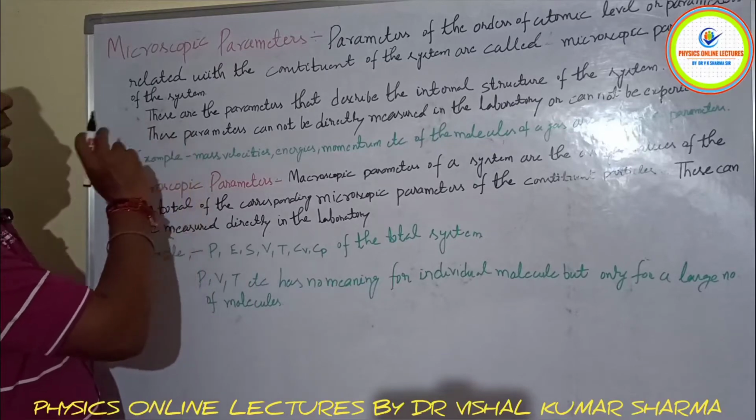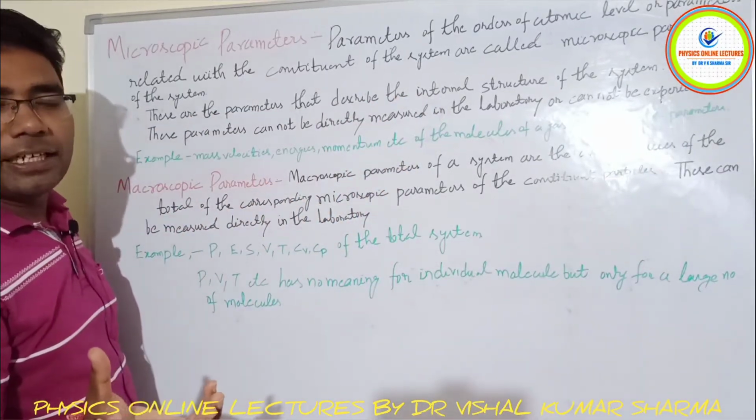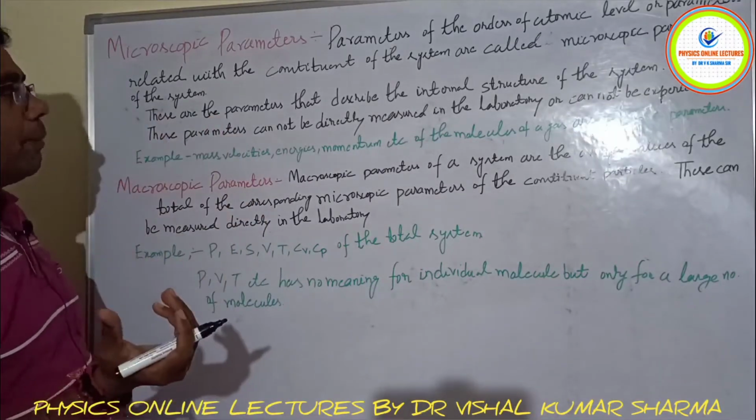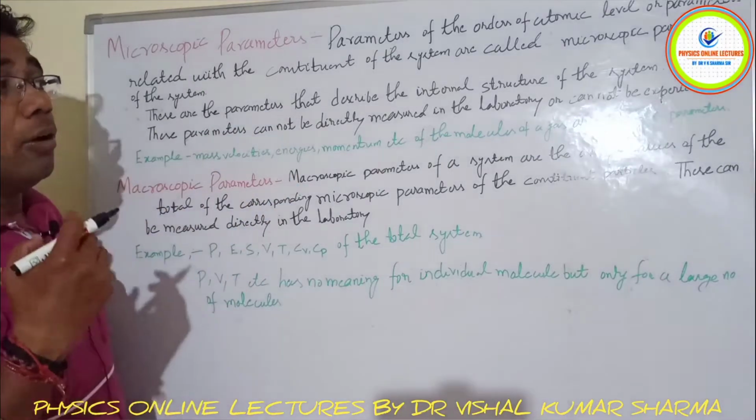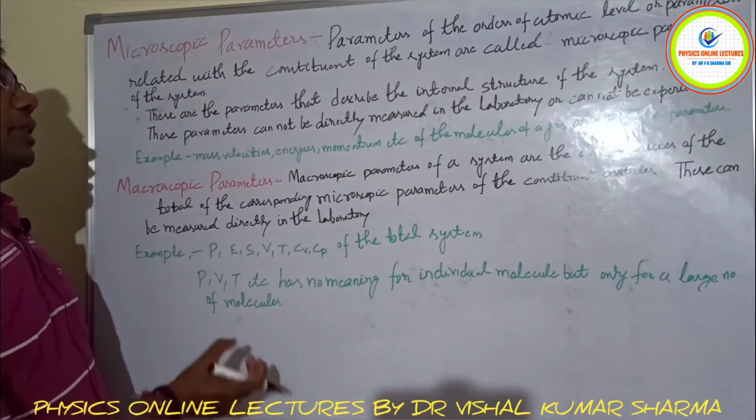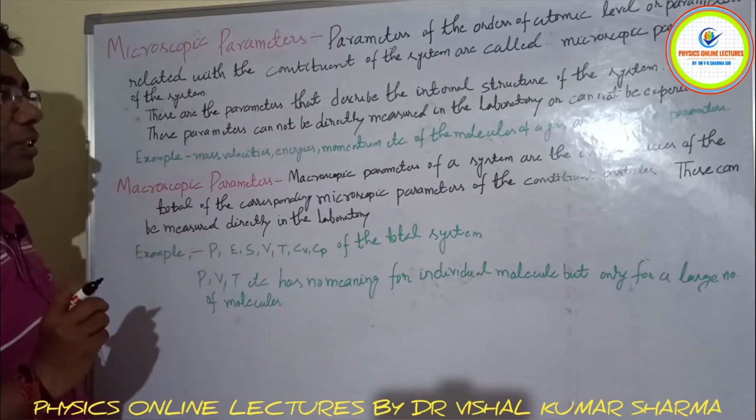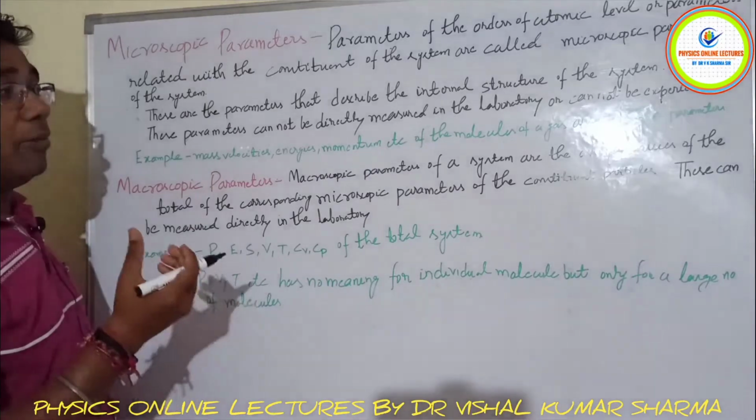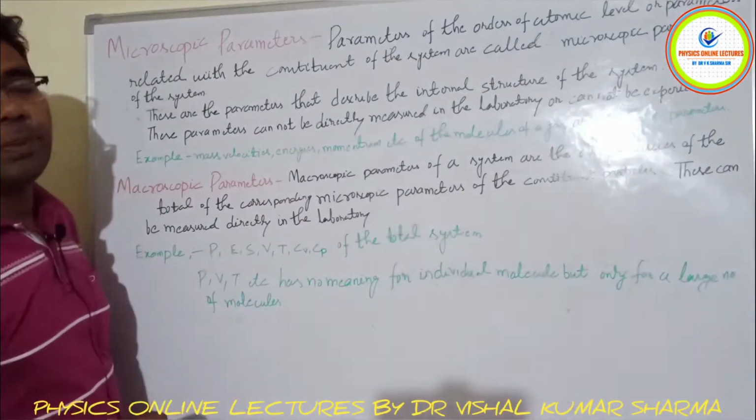These are the parameters that describe the internal structure of the system. As I mentioned earlier, this is related with the microscopic parameters. These parameters cannot be directly measured in the laboratory or experienced, which is the main reason why we are not taking them into consideration. For example, mass, velocity, energy, momentum, etc.